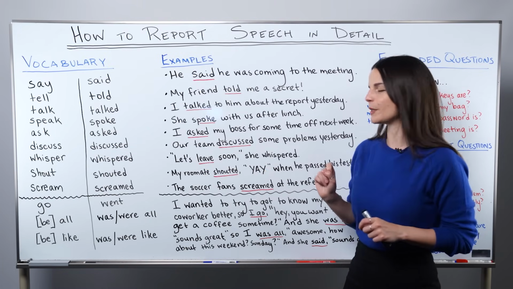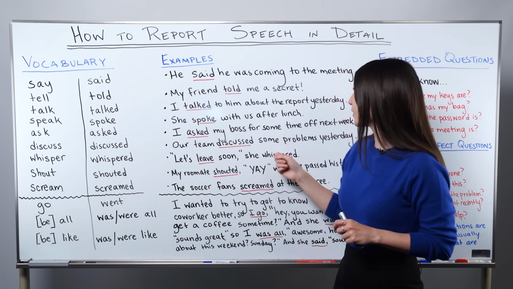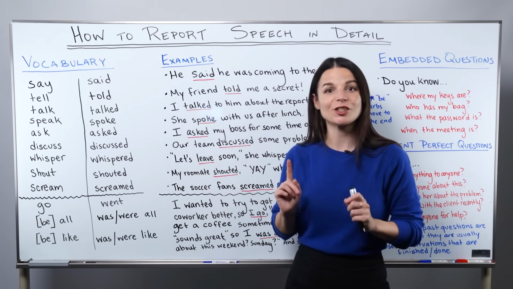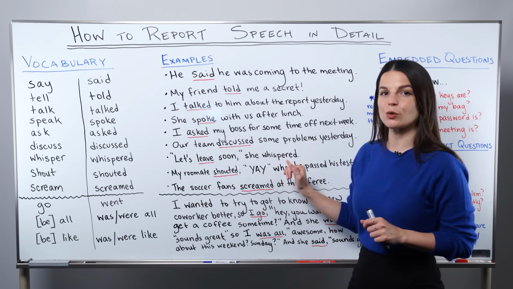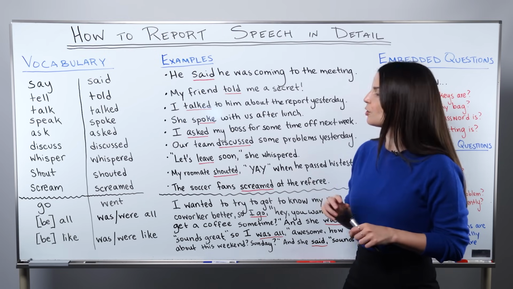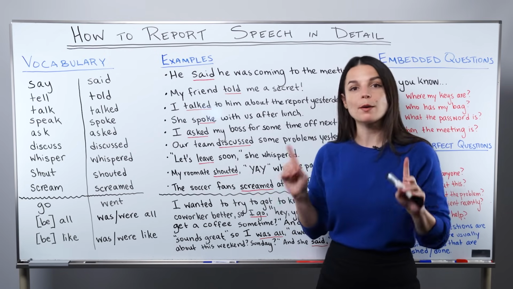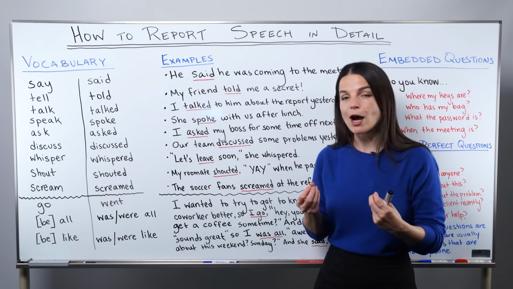Let's leave soon, she whispered. So we can imagine that this "let's leave soon" was said in a very, very quiet voice. Let's leave soon, she whispered. So this is telling us that a quiet voice was used. If we had "let's leave soon, she said," it would also be 100% correct. No problem there. However, whispered gives us a little bit more information about how she said it.